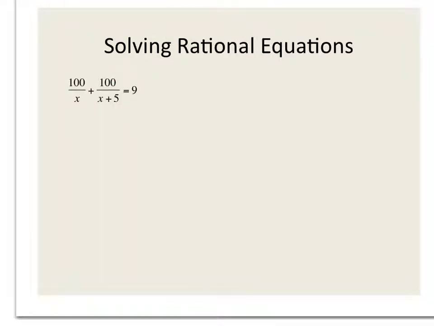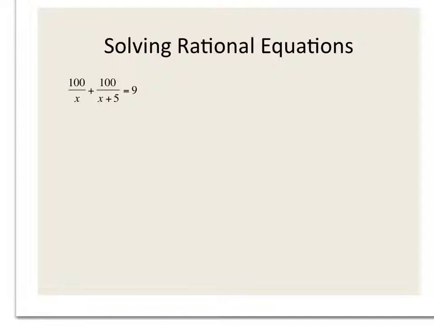So we've spent a lot of time working with rational expressions, trying to figure out how to simplify them in various ways. Now we're going to use those concepts that we've learned to talk about how to solve a rational equation. Look for the values of x that make an equation true.